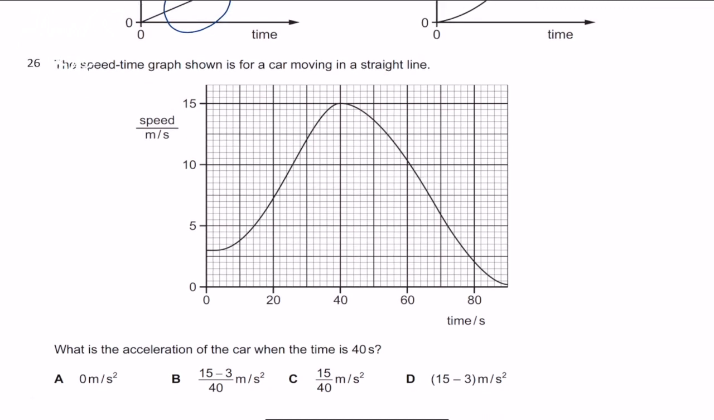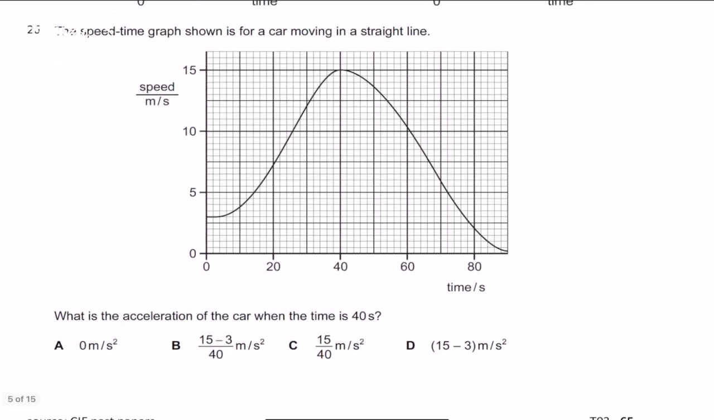In the next question, the speed time graph is shown for a car moving in a straight line. What's the acceleration of the car when the time is 40 seconds? So when you go to 40 seconds here, some of the students did so. When I corrected in this session, some of the students said, okay, at 40 we need to find the acceleration. The acceleration means change in speed divided by time. So I'm going to choose speed divided by time. The speed is 15 divided by 40. So the answer is C. And actually this is wrong. This is the wrong way.